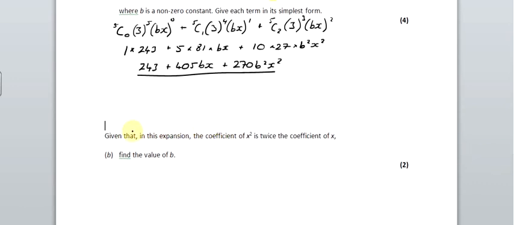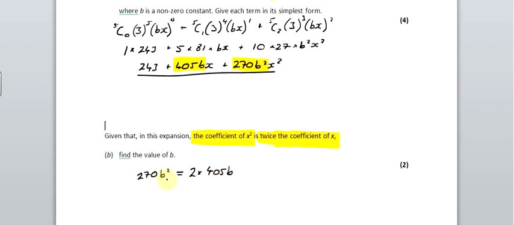Now, given that in this expansion the coefficient of x squared is twice the coefficient of x, find the value of b. So the coefficient of x squared, well, that's the thing in front of x squared, and that's this bit. And the coefficient of x, well, that's the bit in front of x, that's that bit. So what they've given us here is an equation. So the coefficient of x squared, so 270b squared, is twice, 2 times, the coefficient of x, which is 405b. And we can rearrange this.